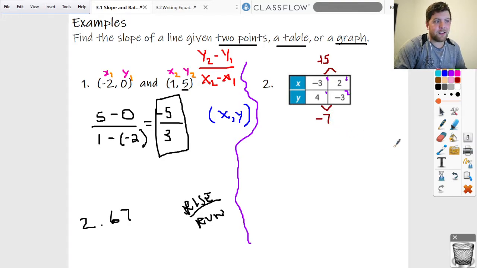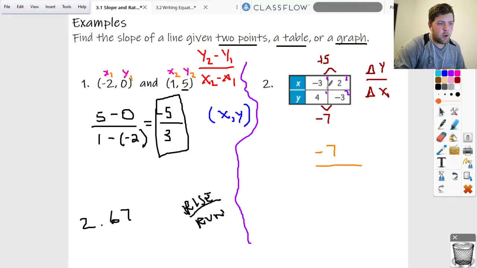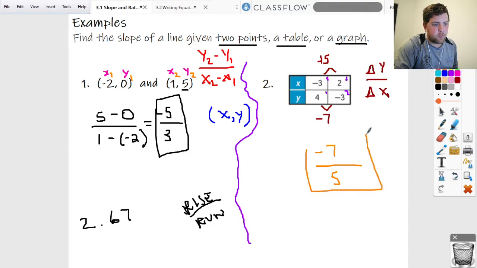Okay, so minus 7. And then the key thing to remember there, it's our change in y over our change in x. Okay, what was my change in y? Was negative 7, so I'll put that on top, negative 7, over my change in x, which was plus 5, so over positive 5. So my slope for that one would be negative 7 over 5.